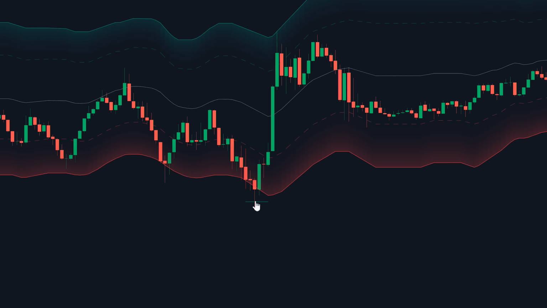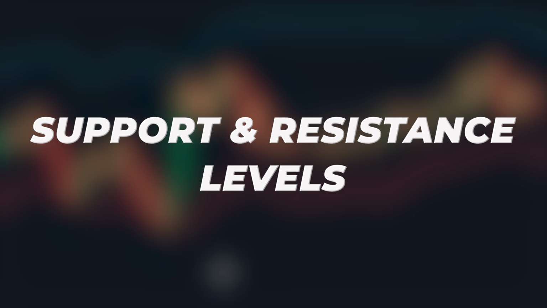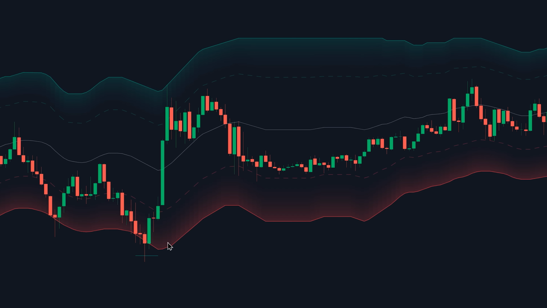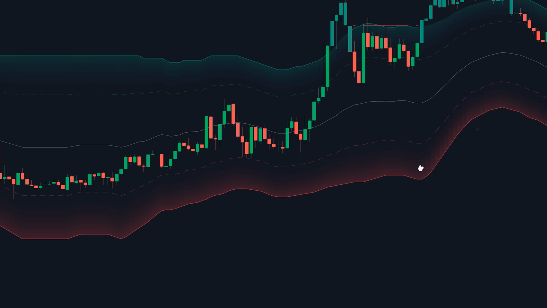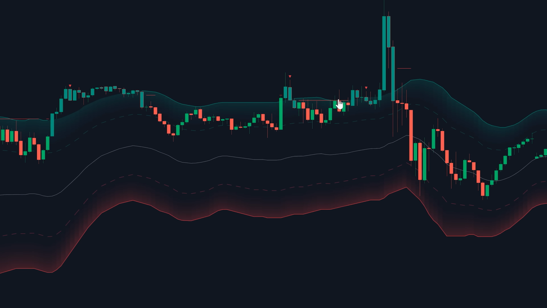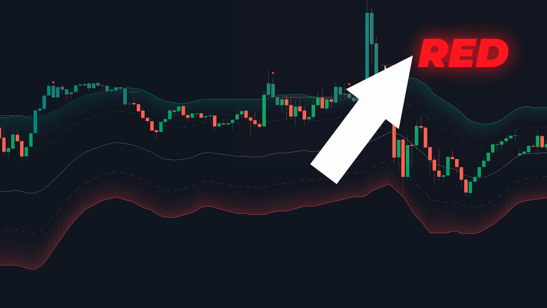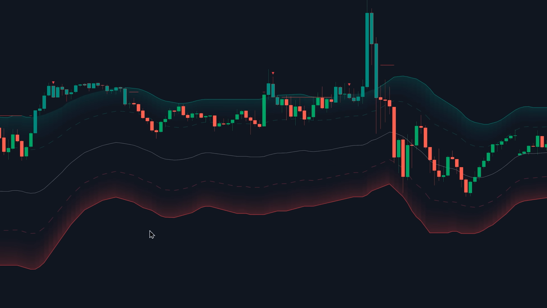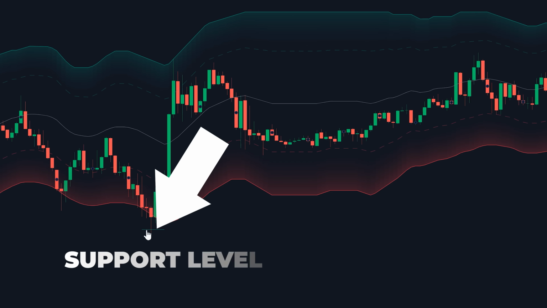Because of that, these levels can actually be considered as potential support or resistance levels. However, they should always be monitored for breakouts as well, because a substantial push above or below these levels would indicate strong momentum. So basically, this red level can be used as a resistance level, and then this can be used as a support level.